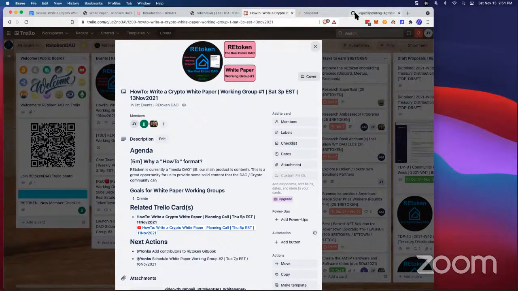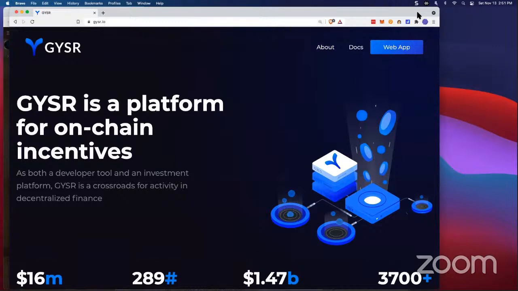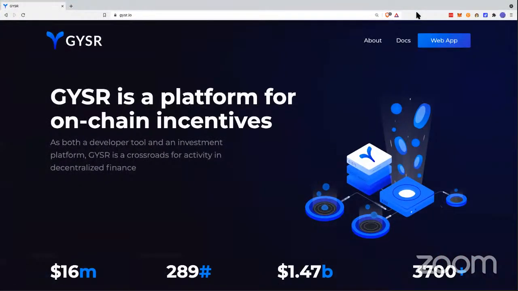So check it out, Yonks, this is a project that I've been a part of since it launched. Actually, I helped them launch, and it's a smaller project. It's called Geyser. You can go to GYSR.io. Effectively, in one sentence, it's a platform that allows anybody to create a yield farm. You deposit token X, whatever token you want, and from that it streams token B, which in our case would be REtoken.